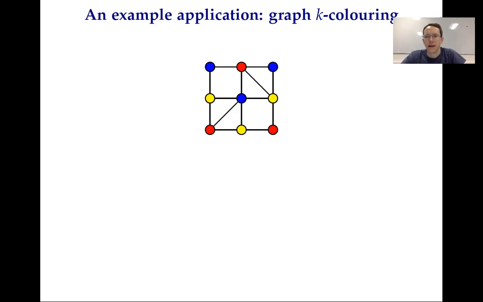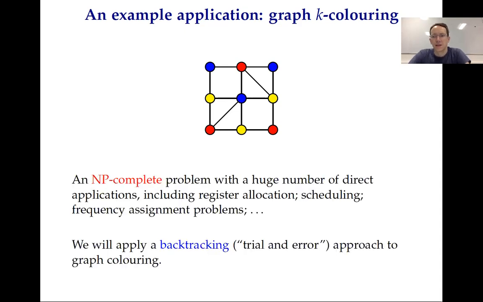What we want to do is determine whether a given graph has a valid coloring with a certain number of colors or does not. This problem turns out to be very challenging. It's NP complete, which is unfortunate because it has a huge number of direct applications, including tasks such as allocating registers in compilers, scheduling tasks, and assigning frequencies in wireless networks. Many of these reduce to graph coloring.